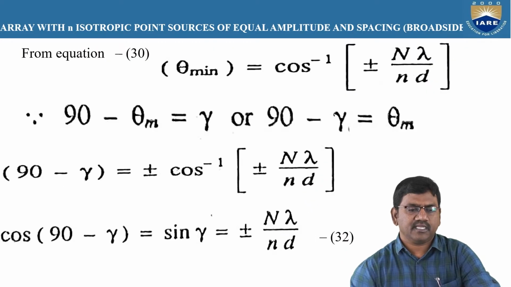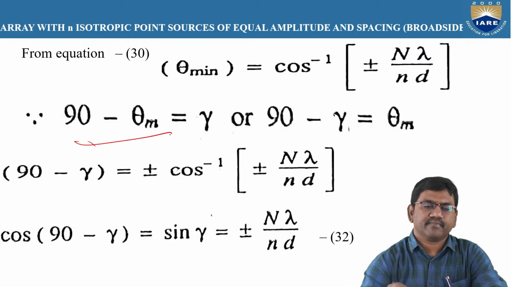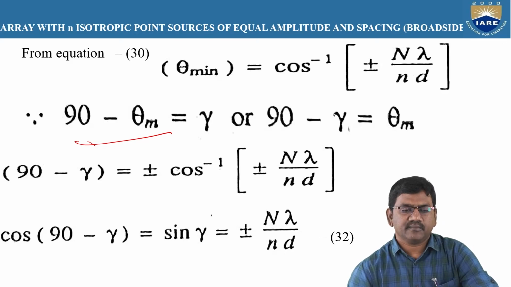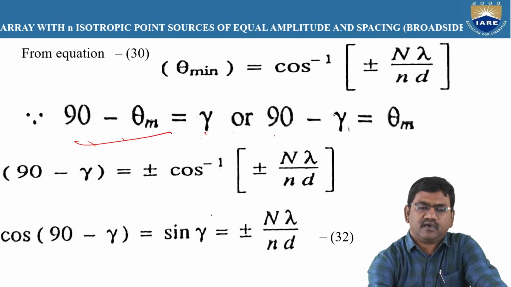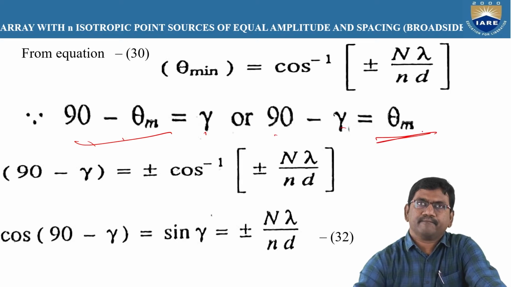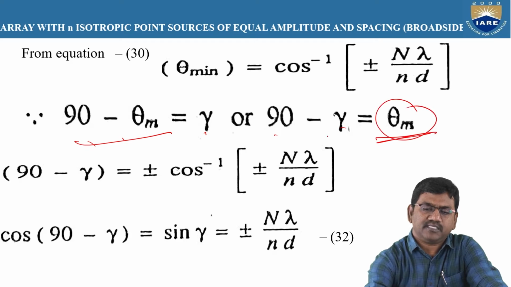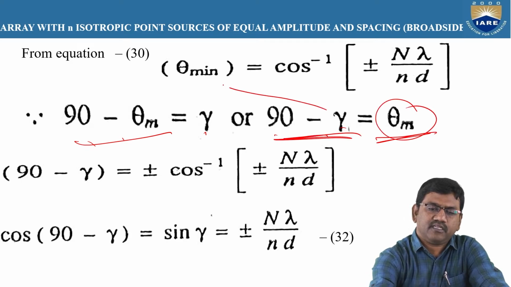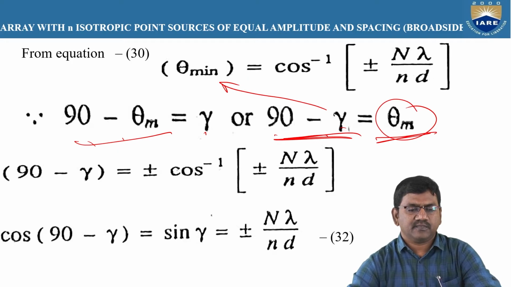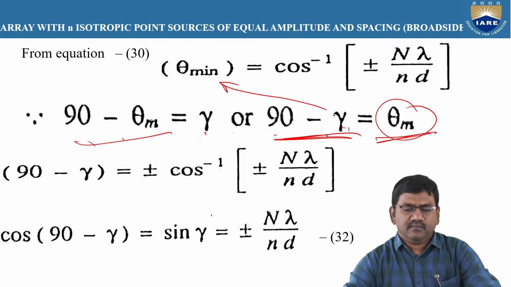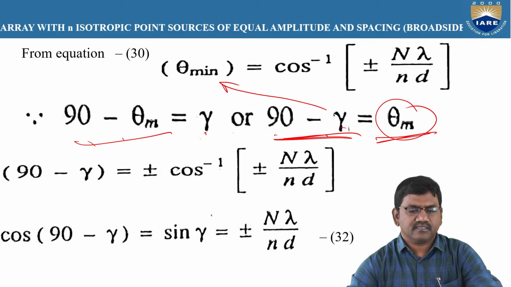So by substituting theta min as 90 minus theta m, 90 minus theta min is equal to gamma. So gamma is equal to 90 minus theta m, or 90 minus gamma is equal to theta m. Now substitute this theta m as 90 minus gamma. You will get 90 minus gamma is equal to cos inverse of plus or minus n lambda by n d. That means cos of 90 minus gamma, which is sin gamma, is equal to plus or minus n lambda by n d.